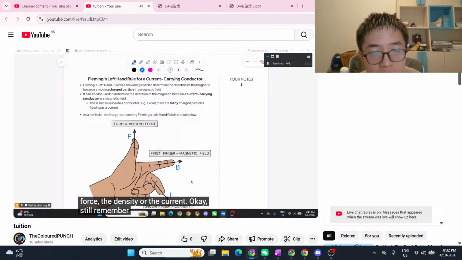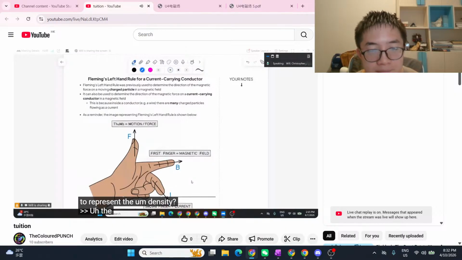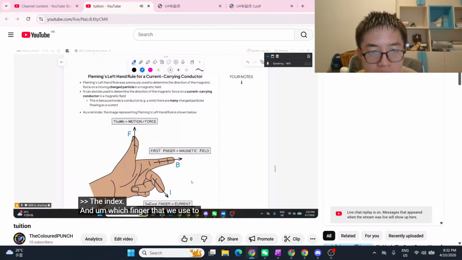Still remember? It depends on whether the magnetic field is going into or out of the paper. So which finger do we use to represent the flux density? The index. And which finger do we use to represent the current direction? The current is the middle finger.